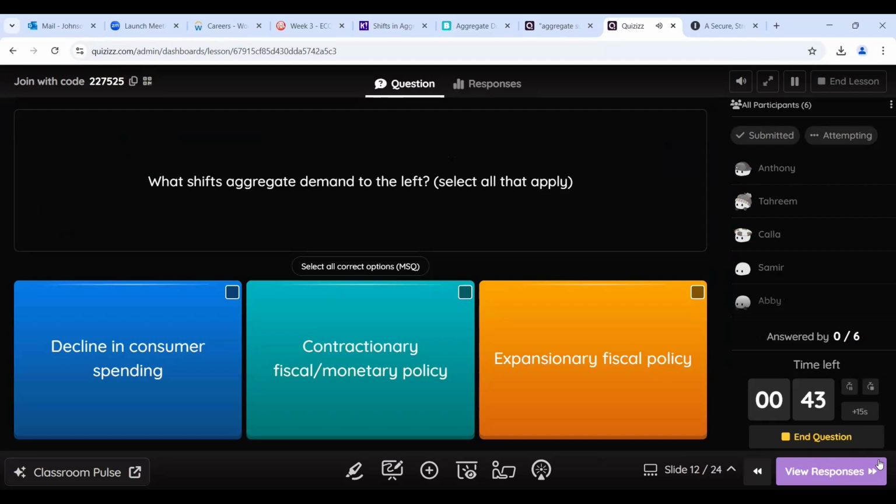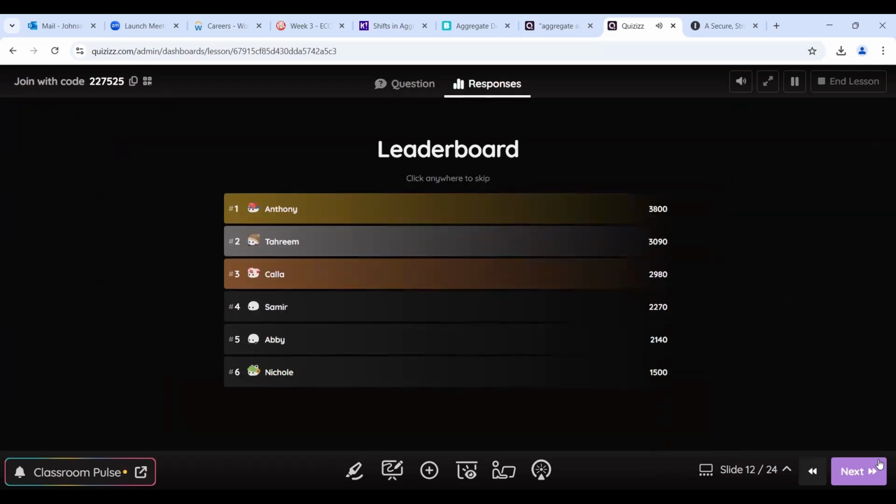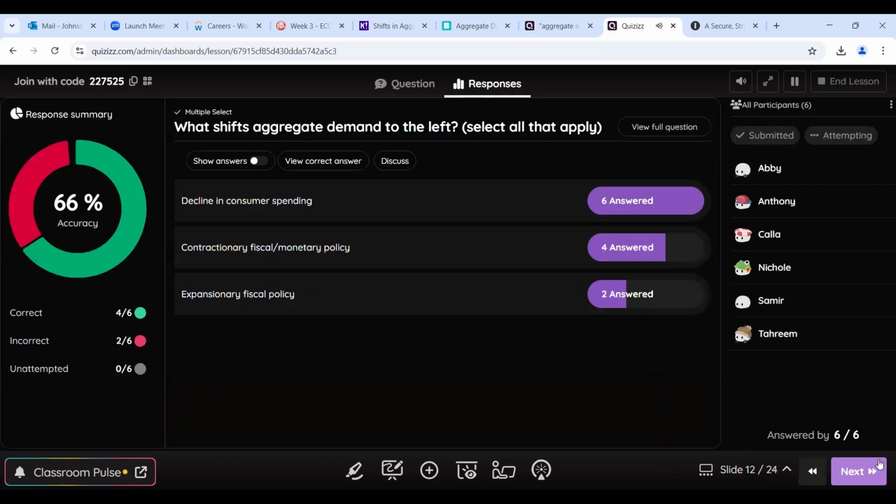What shifts aggregate demand to the left? Select all that apply. So yeah, declining consumer spending would shift aggregate demand to the left because that can cause recessions in some cases.